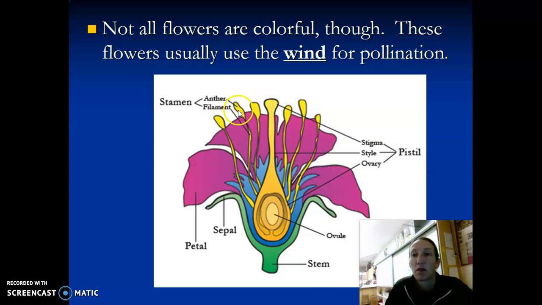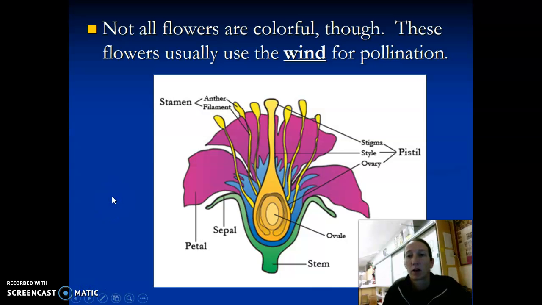So this is the male part of the flower, okay, the stamen, and this is the female part of the flower, the pistil. So you've got the stamen and the pistil. So this flower has both the male and the female parts. But once again, not all plants have it that way.